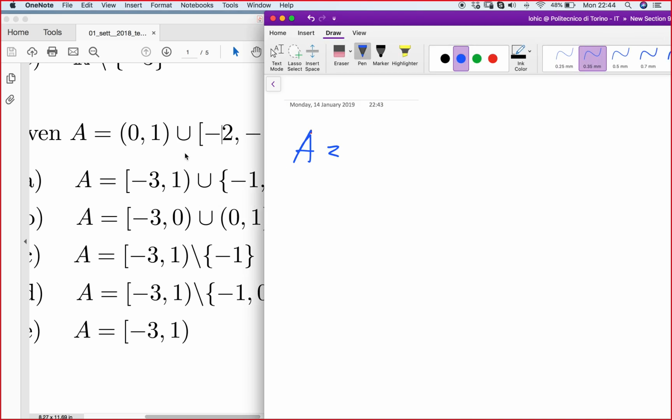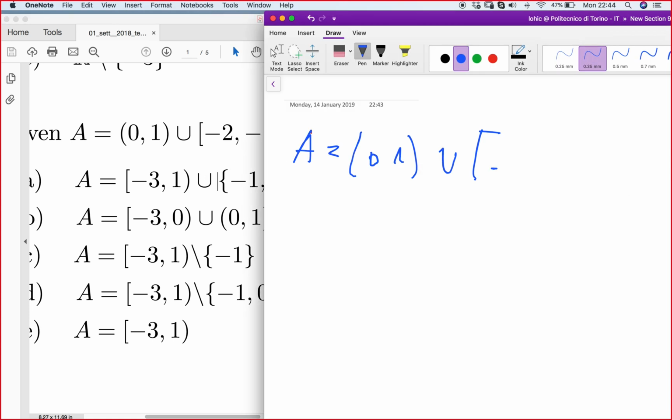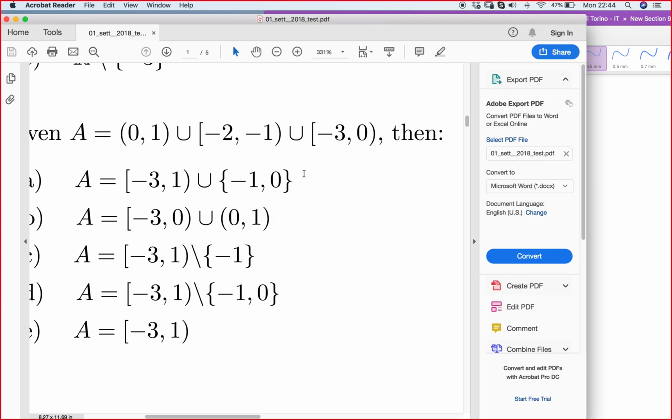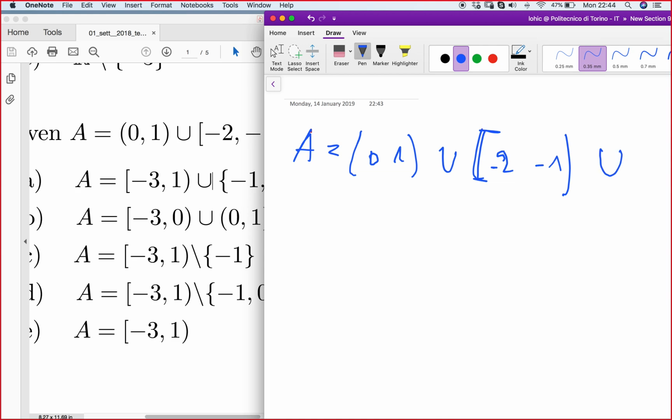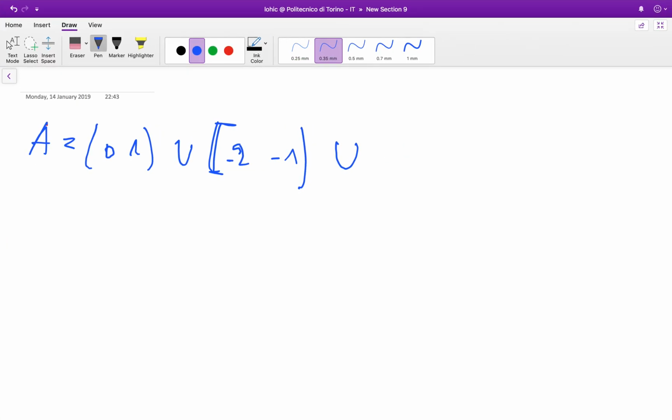Nice. Okay, so A is equal to the set given by the interval 0 to 1, union the interval from -2 closed to -1 open, union from -3 closed to 0, right?